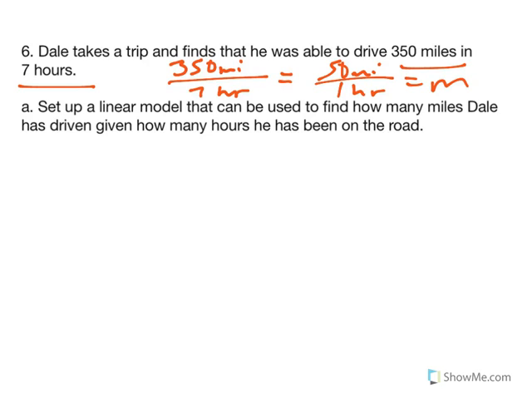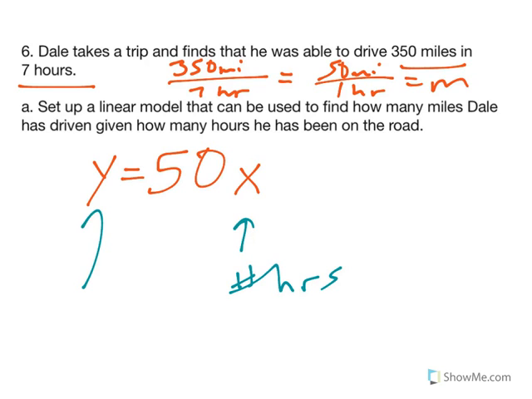So set up a linear model. If y is the number of miles driven and he can drive 50 miles an hour, then x is the number of hours and y is total miles. So it works for the information they gave us. If we plug 7 in for x, 50 times 7 is 350, then his total miles is 350. So sometimes it helps to write an equation and think about what you have, use the information they give you to see if that equation makes sense.